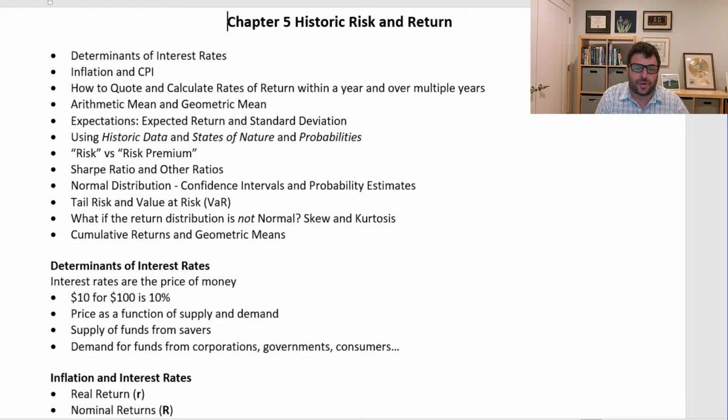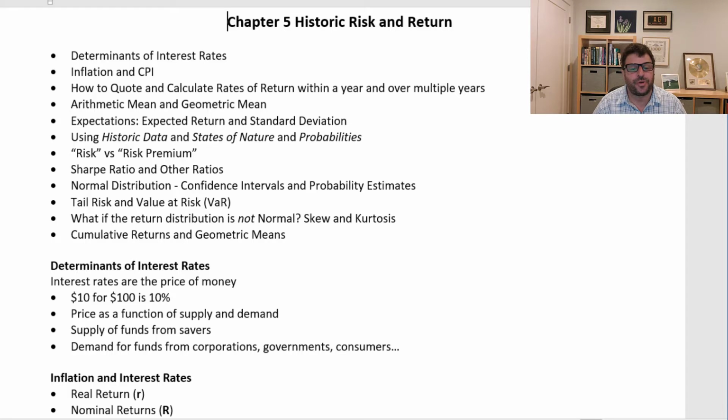We will talk about the normal distribution and confidence intervals and probability estimates that you can compute assuming normality. We'll talk about this idea of tail risk and value at risk, abbreviated capital V, small a, capital R, which is a measure of tail risk, a measure of essentially left tail risk. And then we'll talk about return distributions, tail risk, and VAR if the return is not normal, if there is positive or negative skew or positive or negative kurtosis.